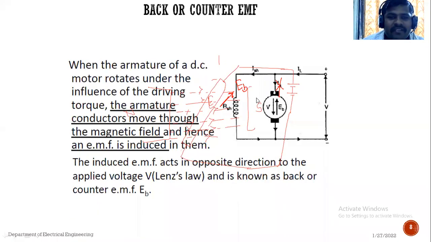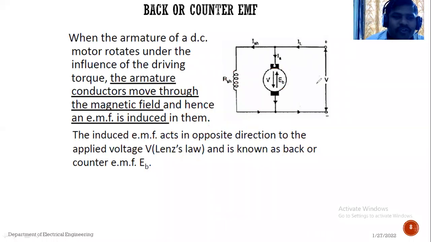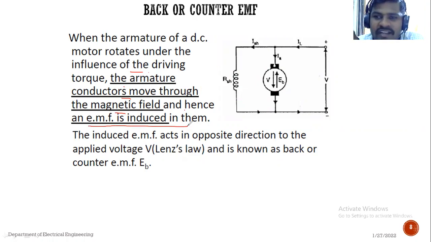Why is it called back EMF? See, I am showing the diagram here. See, when the armature of the DC motor starts rotating under the influence of driving torque, the armature conductors move through the magnetic field and hence EMF is induced in them. ज्या वेळेस आपण मोटरला सप्लाय देतोय त्यावेळेस मोटरचा आर्मेचर रोटेट व्हायला स्टार्ट होईल. सो दिस आर्मेचर इट विल बी रोटेटिंग इन बिटवीन मॅग्नेटिक फील्डच्या मध्ये रोटेट होतोय. So according to the principle of Faraday's law of electromagnetic induction, some EMF will be induced. त्याच्यामध्ये काहीतरी EMF induce होतो.